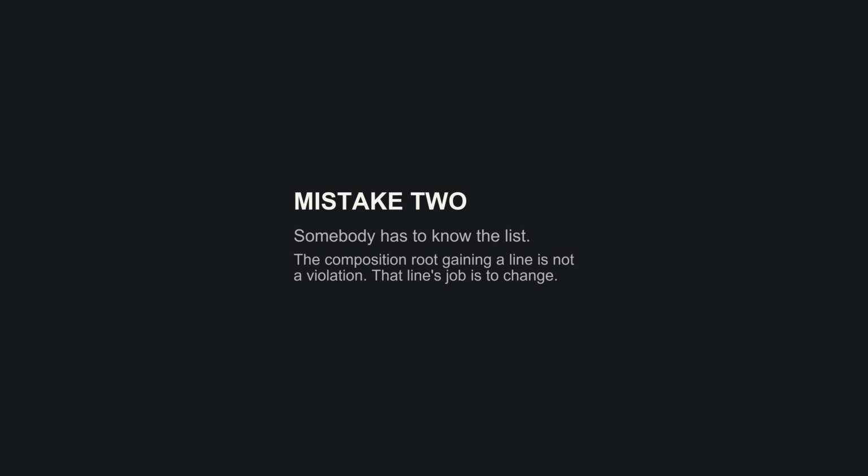Second mistake. Somebody has to know the list, and people read that as a hole in the principle. When international was added, the composition root gained a line. That is not a violation. Wiring is designed to change every time the set changes. That is the whole job of that file. What matters is that the calculator and the 3 existing carriers did not.